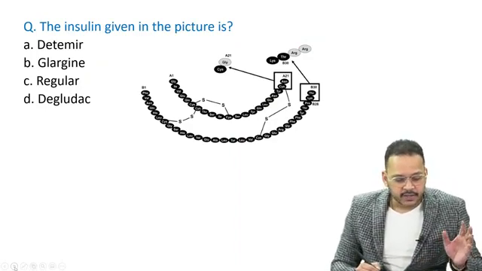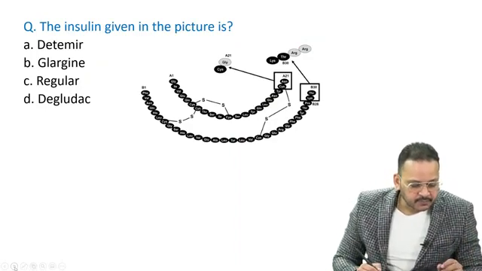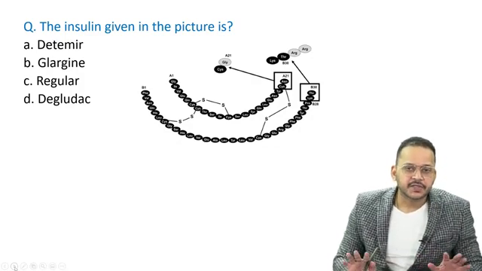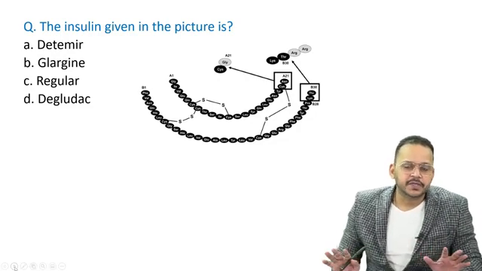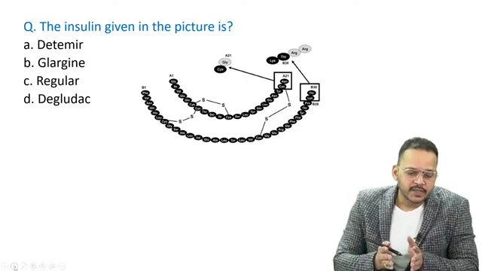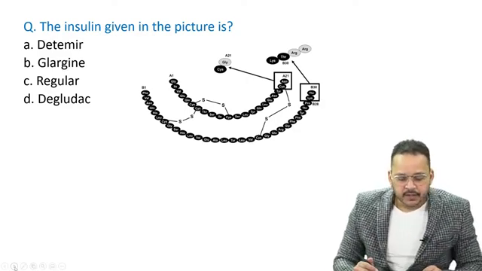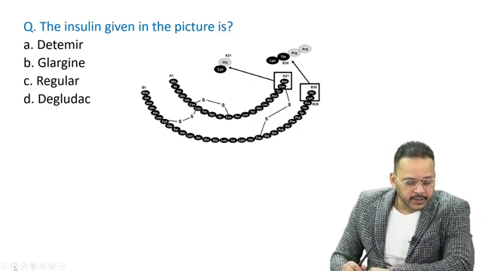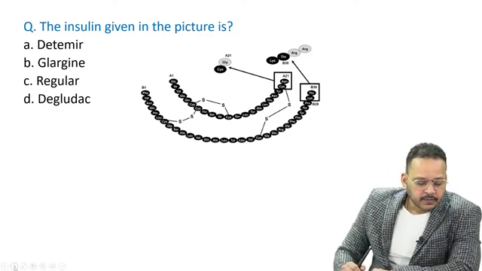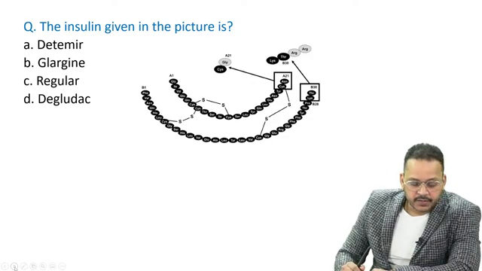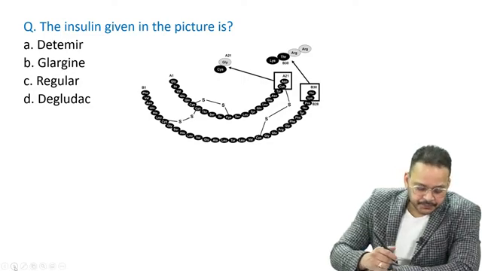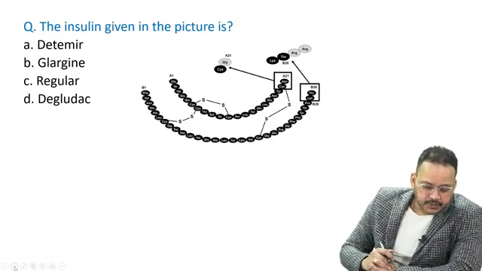All right. Let us have a look at an image. See, after and during. After is I finish, after food means I finish eating food and after that I'll be having. During means in between food intake. The insulin given in the picture is Detemir, Glargine, Regular, Degludec. Right. So guys, which insulin is this? Can you make a guess? Which insulin is this? Detemir, Glargine, Regular.